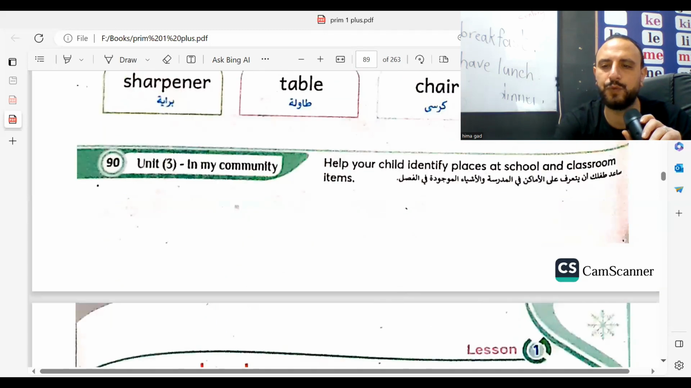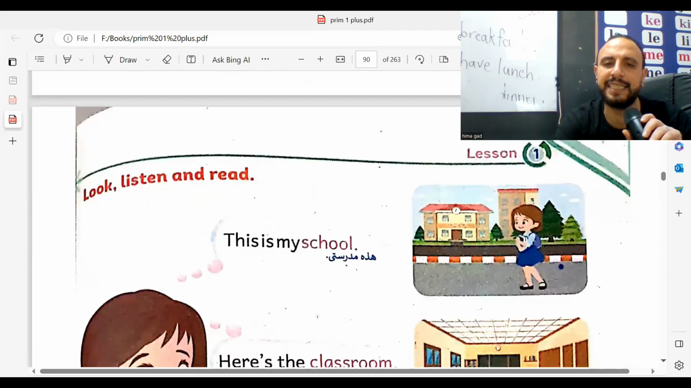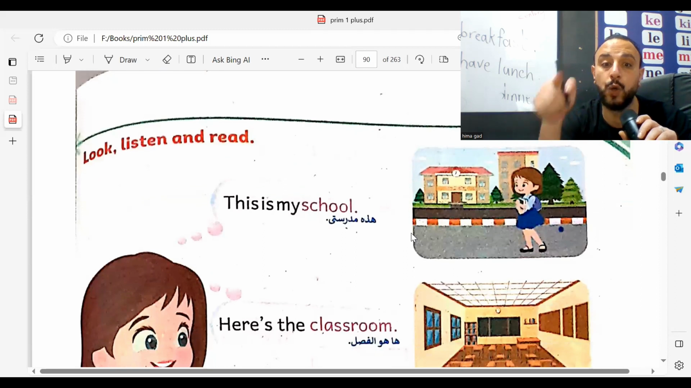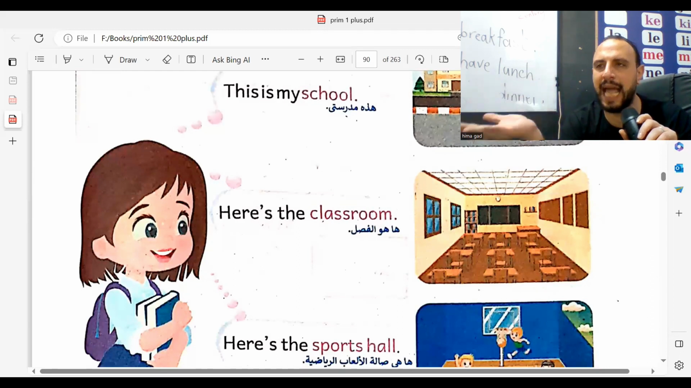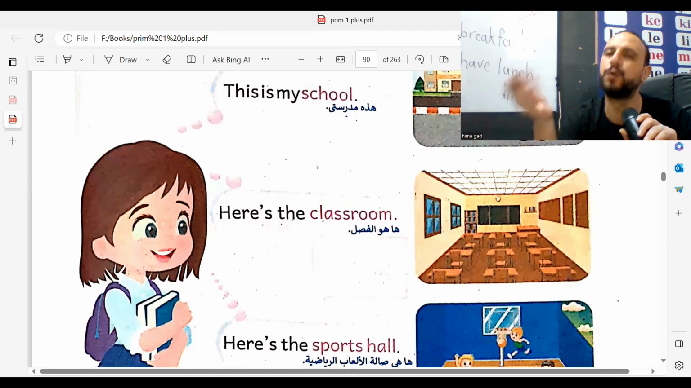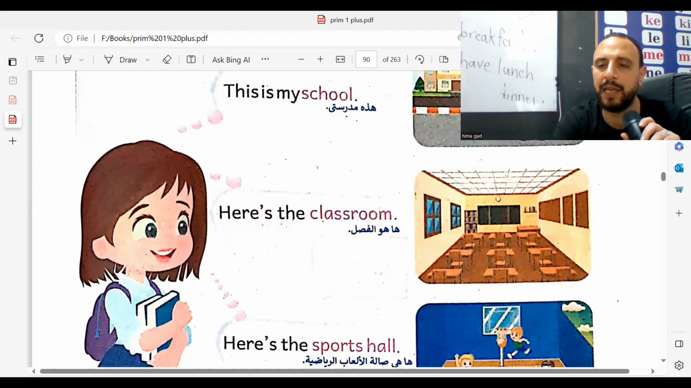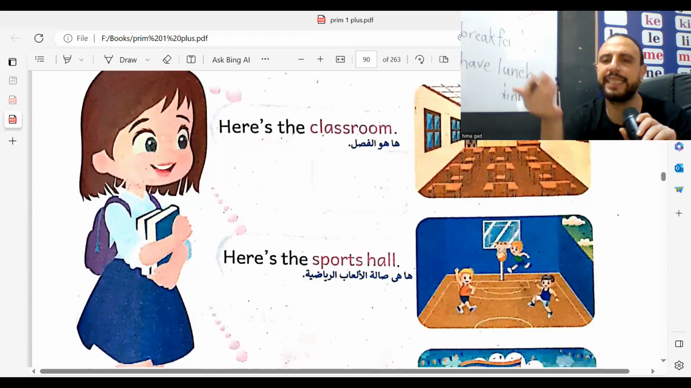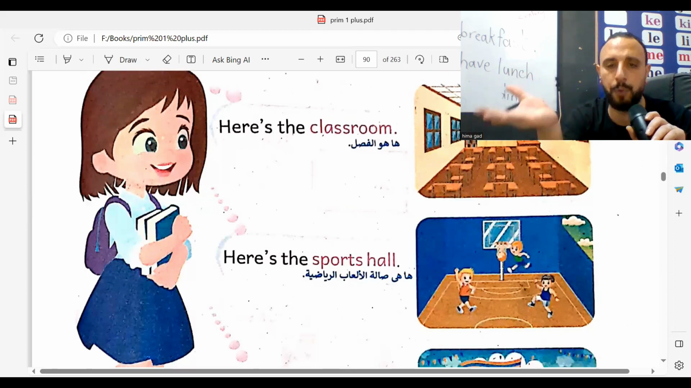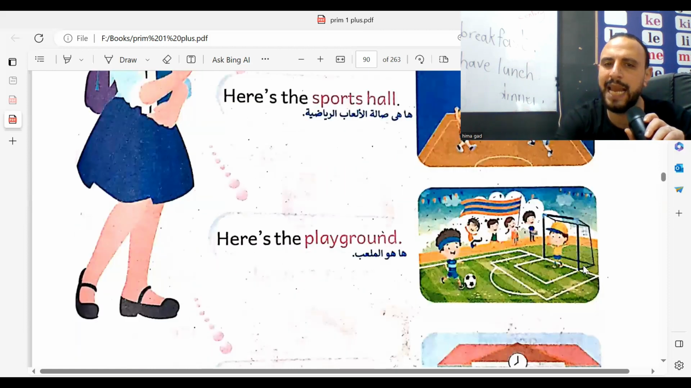يلا يلا هنا let's read. تعالوا نقرأ مع بعض ده reading اللي انت هتسجله وتبعته لي. This is my school. لازم اطلع لساني في الذه كده اقول ازاي يا محمد. This is my school. يلا نشاور على الفصل بقى نقول here is the classroom. Here is the classroom. طب يلا نشاور على الصالة الرياضية. Here is the sports hall. يلا بينا نشاور على الملعب. Here is the playground.